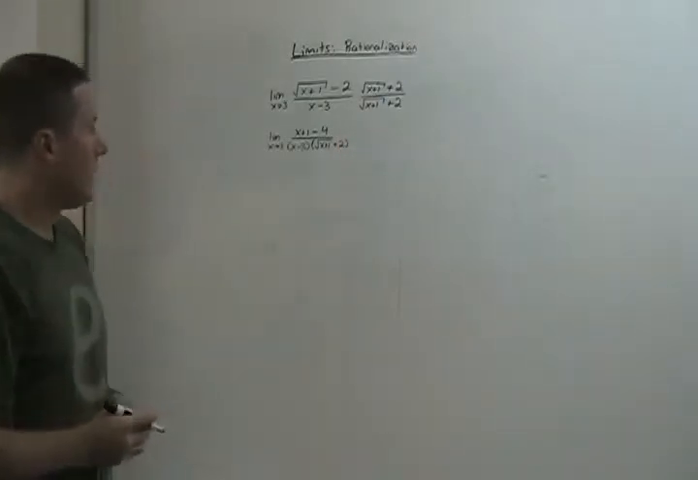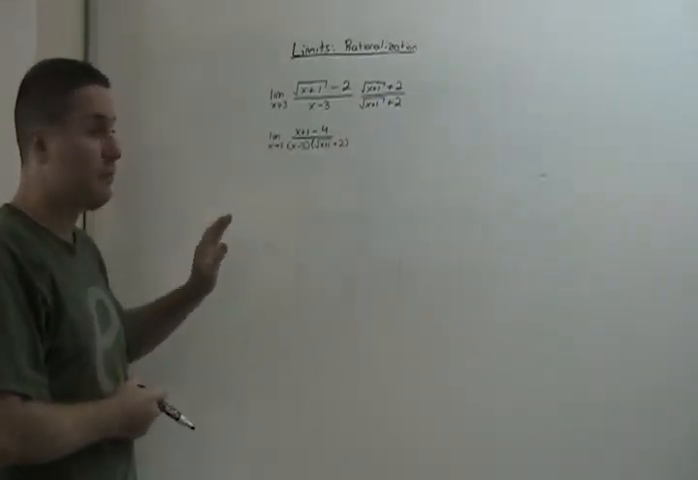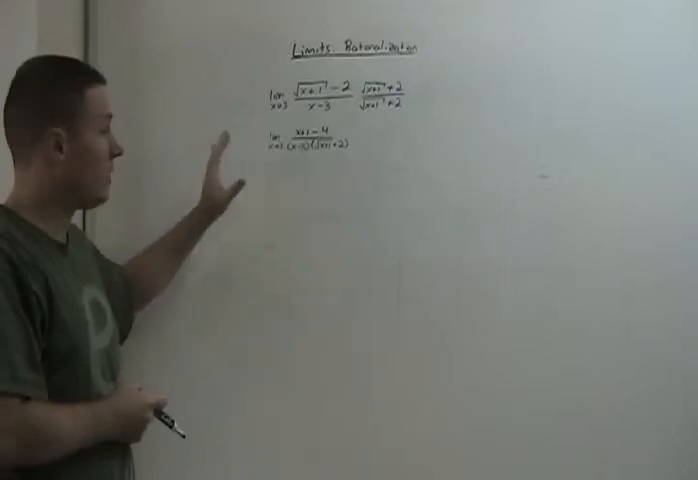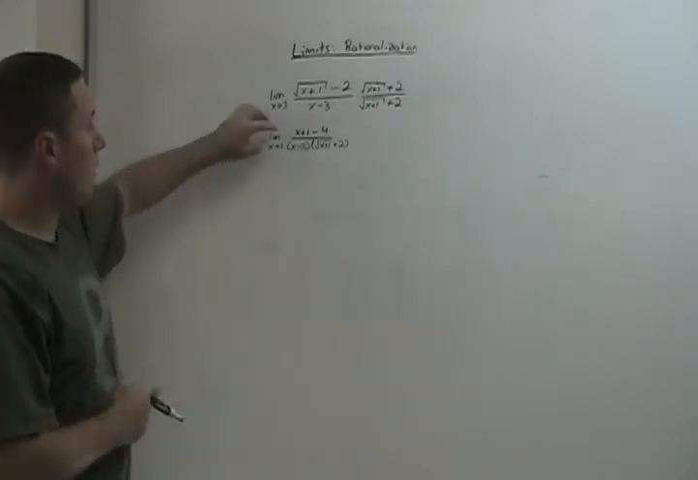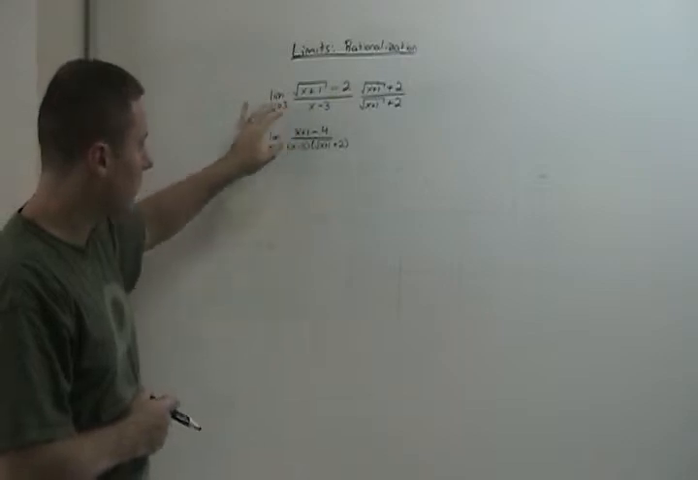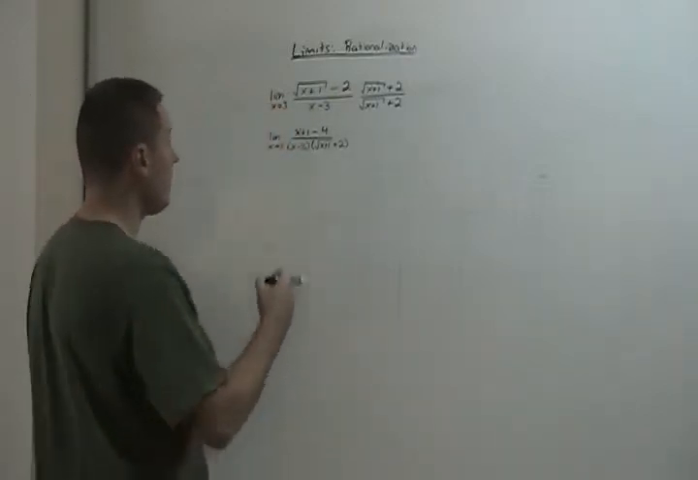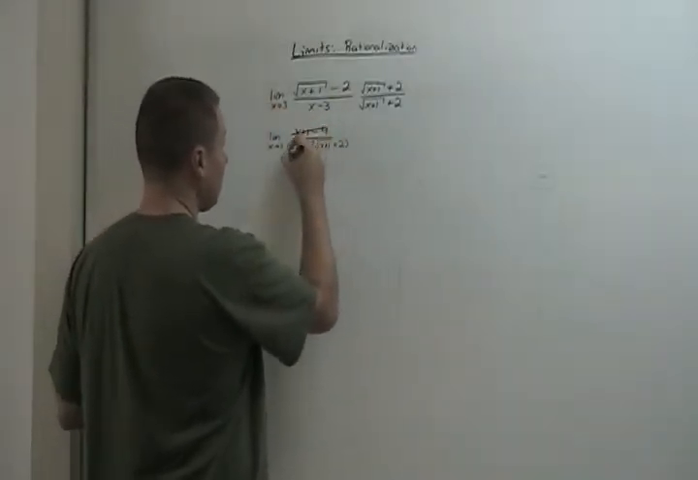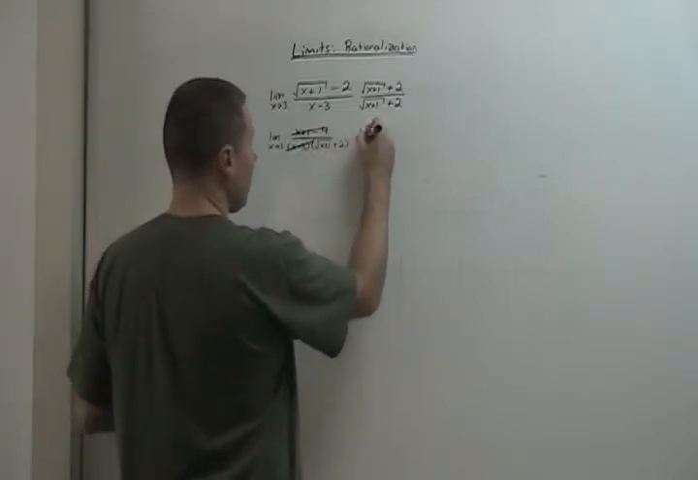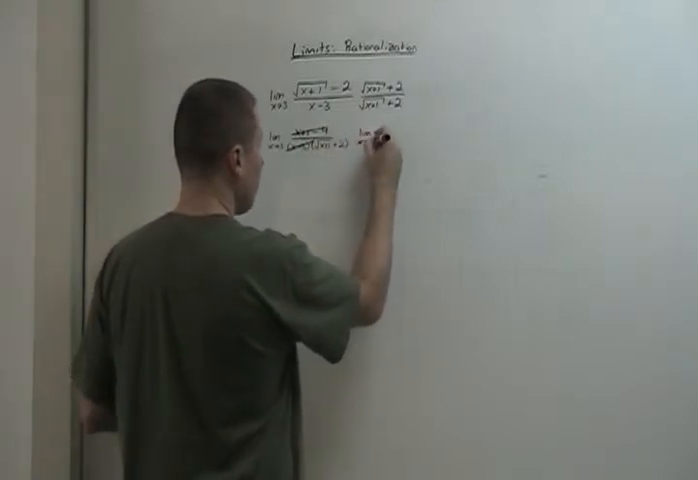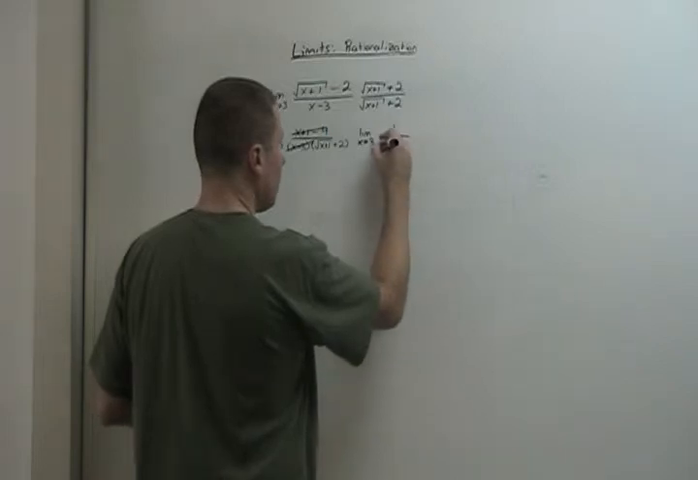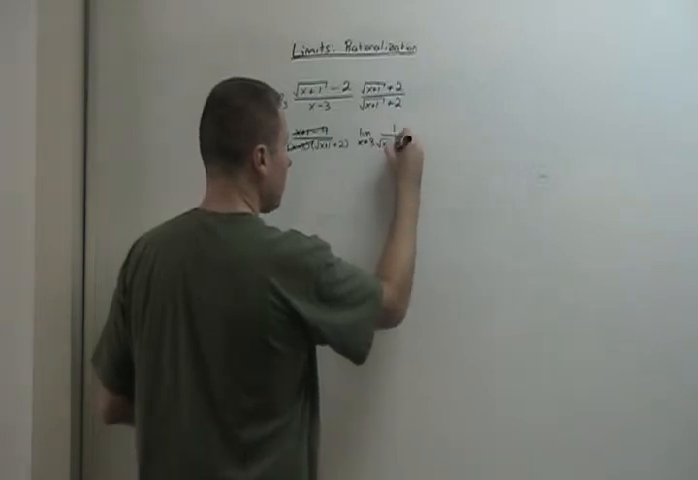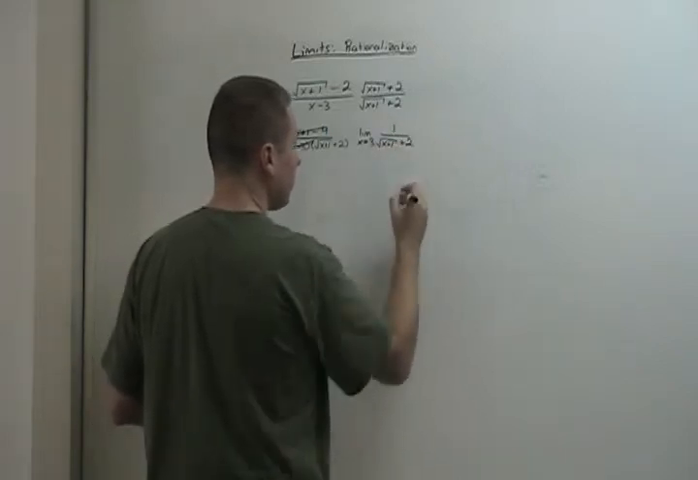Alright? Now, please don't FOIL out the bottom, because in order for this to work, we need to cancel out. Now notice that x plus 1 minus 4 is the same thing as x minus 3. So that's going to cancel with the x minus 3. So we then have limit as x goes to 3 of 1 over square root x plus 1 plus 2.